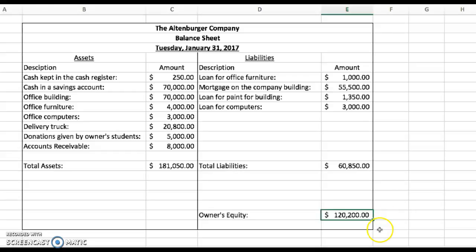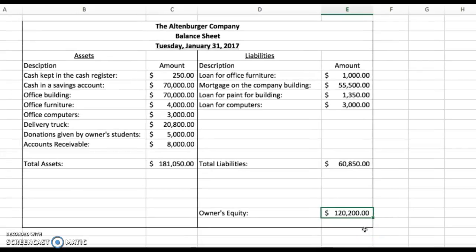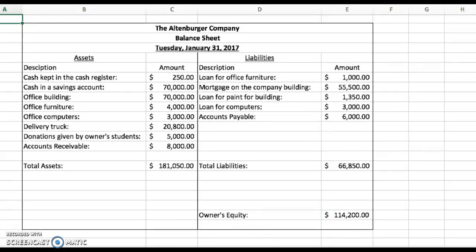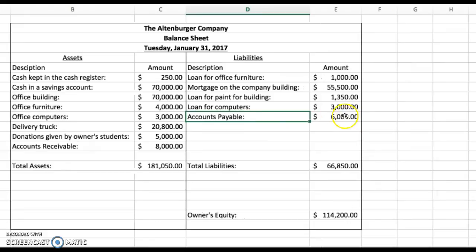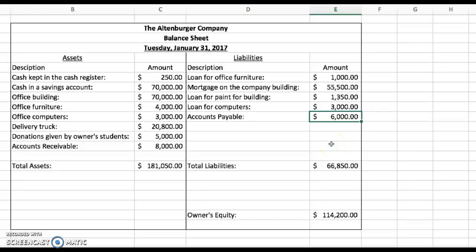Now, let's go back to the balance sheet, and we'll see that another new account will be added. This time there's a new account under the title Liabilities, and that new account is Accounts Payable. In this case, Accounts Payable is valued at $6,000. Accounts Payable is a liability showing an amount that we owe, the opposite of accounts receivable.